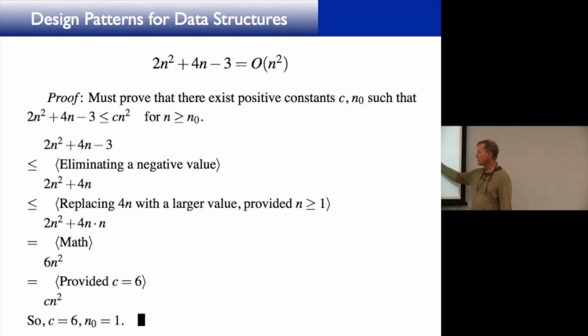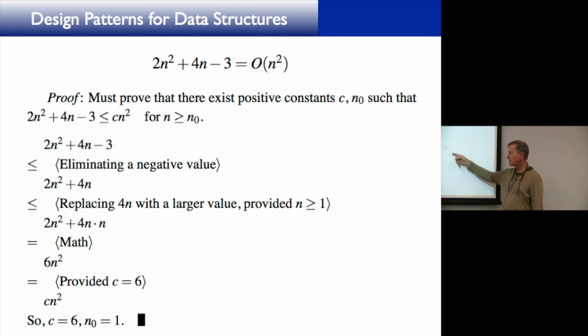And that comes from this proviso that we had to assume here, right? On this step, replacing n with a larger value, provided n is greater than or equal to 1. So if n naught is 1, then we have proved that 2n squared plus 4n minus 3 is less than or equal to cn squared for n greater than or equal to n naught. Yeah, question?